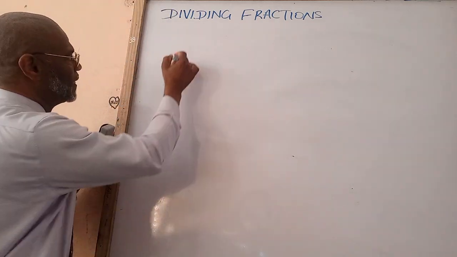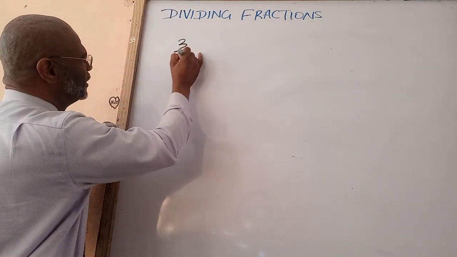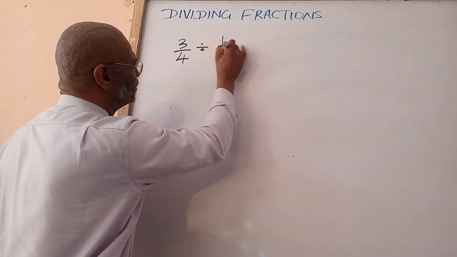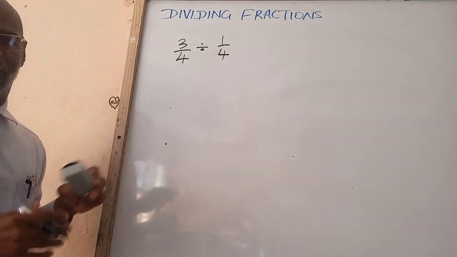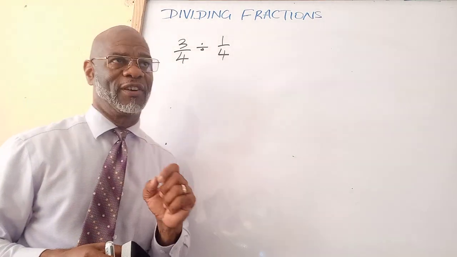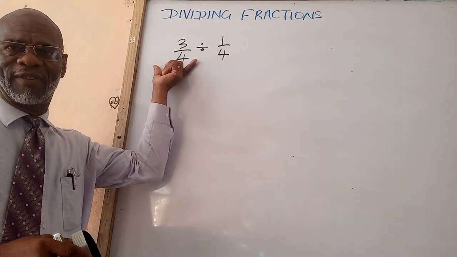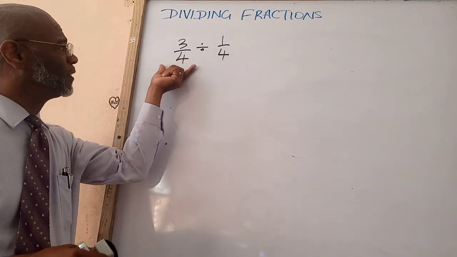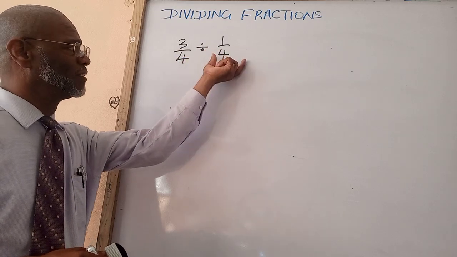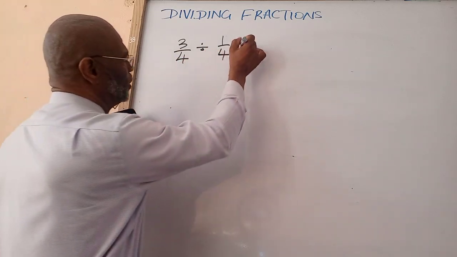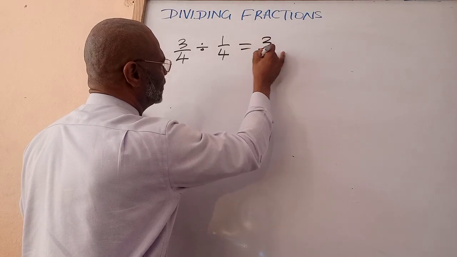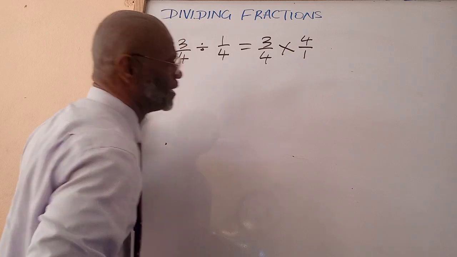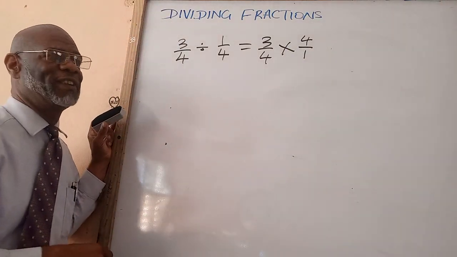So let's say we have 3/4 divided by 1/4. We follow the same procedure as we did before. We keep the first fraction, change the sign, flip the second fraction. So keep the first, change the sign, flip the second. We now have 3/4 times 4/1. Now we look to see if we have any common factors.